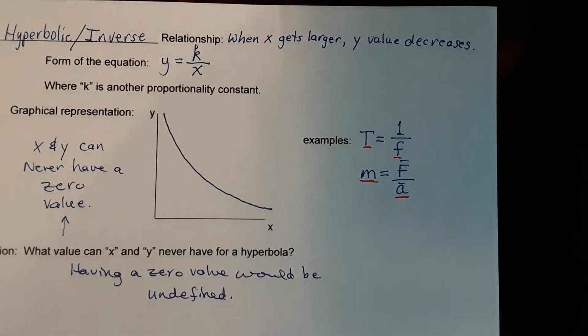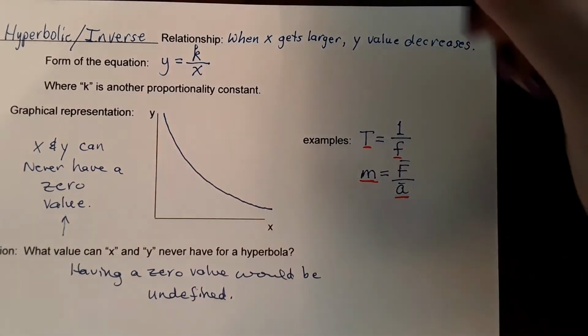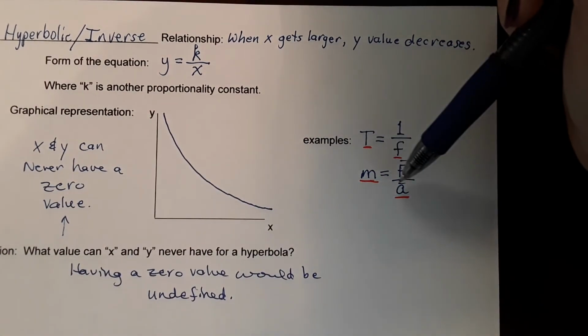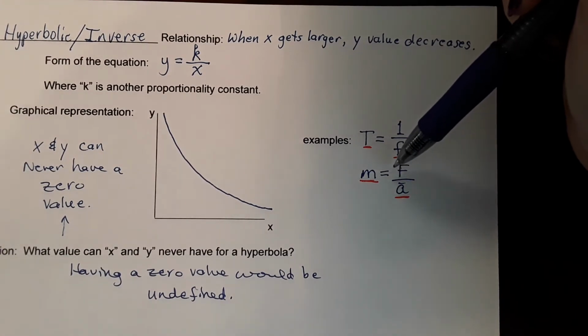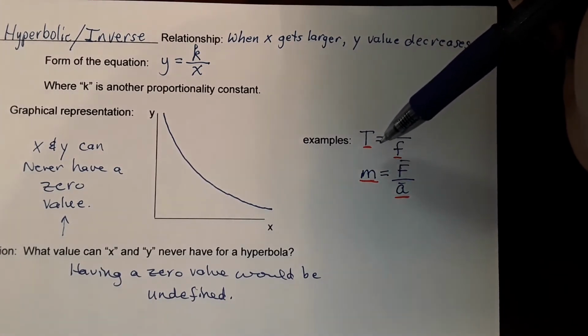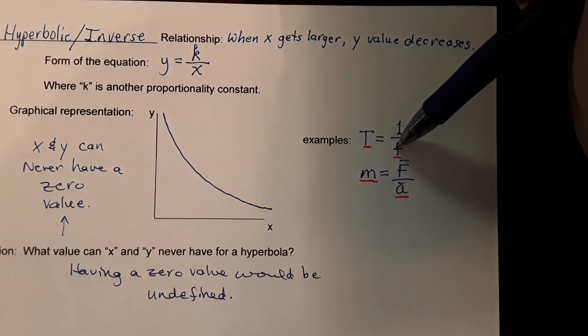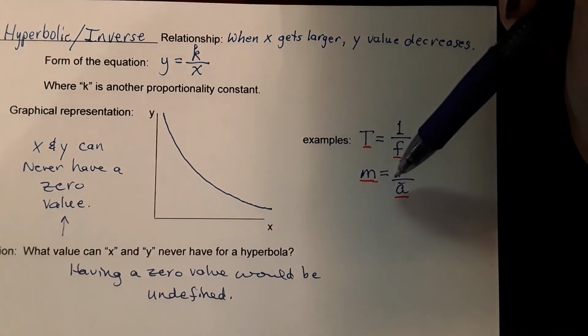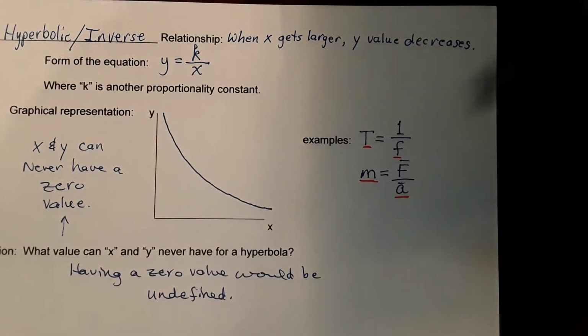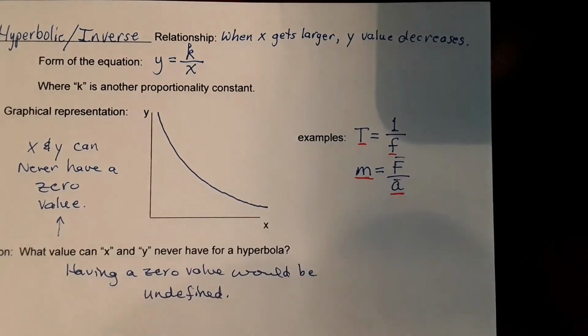Now, how can you just look at a formula and know that two variables have a hyperbolic relationship? Well, it's easy. Just look. It's completely different from linear and parabolic. In those two cases, the variables remained in the numerator on each side. Here you have one in the numerator and one in the denominator on each side. And when that happens, you know it's going to be hyperbolic or inverse.